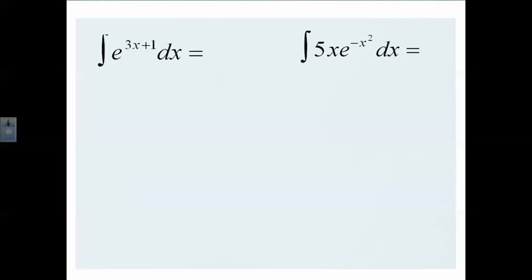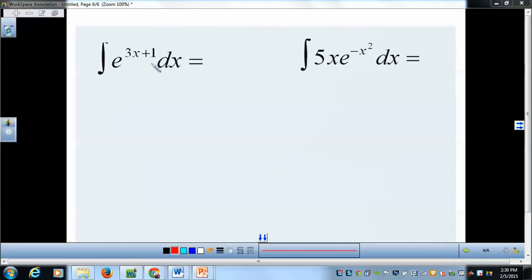So when we look at the first problem here, we can do this by u substitution. I see e to the 3x plus 1, so I want e to the u. So I'm going to let u be 3x plus 1, which means that du is 3 dx. Now we don't have 3 dx, we only have dx, so I need to divide by 3, so du over 3 is equal to dx.